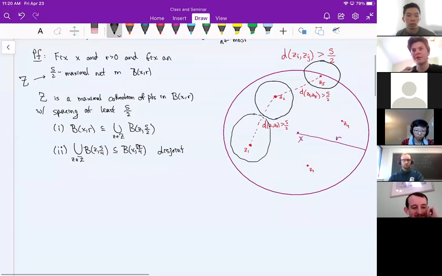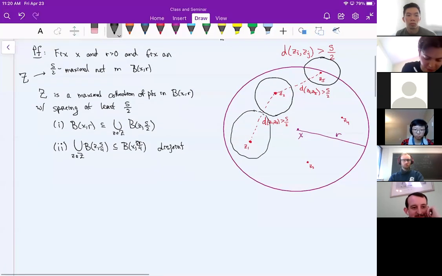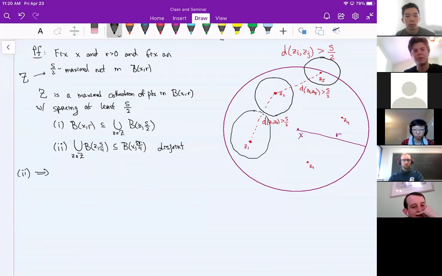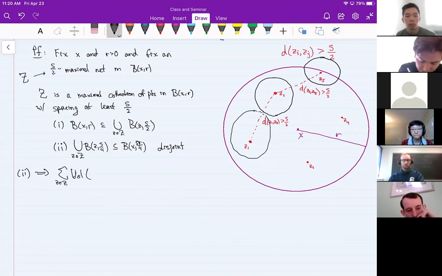Okay, so given these two conditions, we can use condition 2 to get a bound on the number of points in my net. So really, I have this disjoint union contained in my bigger ball. So this implies that I can write the volume of the union over z in Z of B(z, s/4) is less than or equal to the volume of B(x, 5r/4).